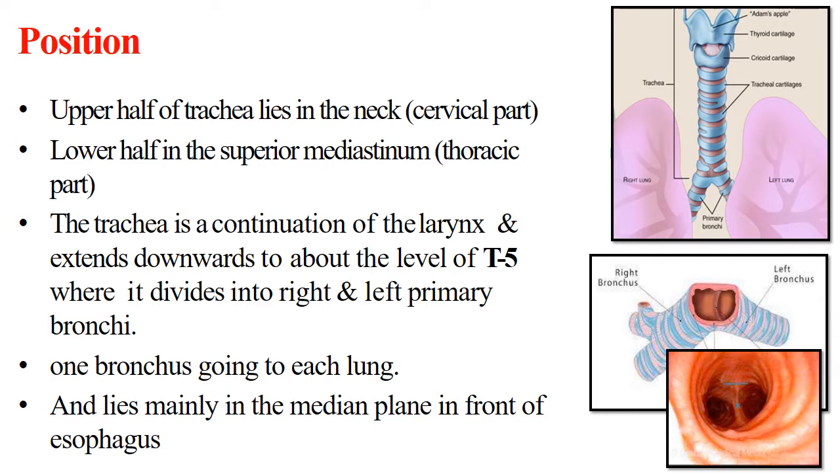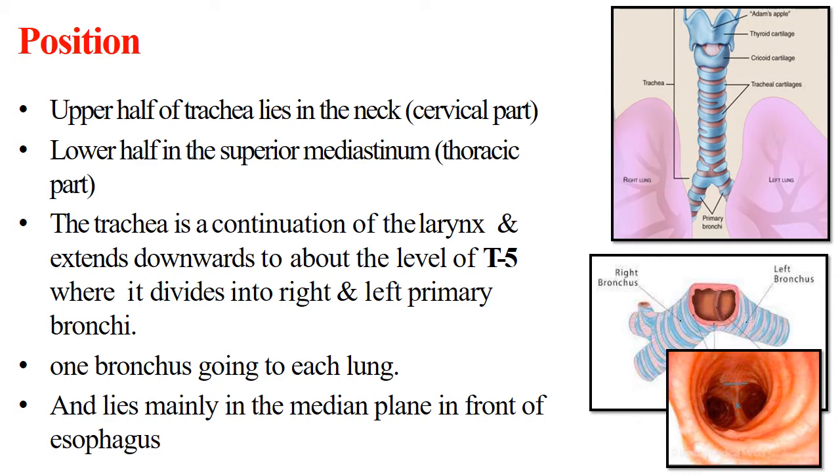Now we'll see the position of the trachea. First, the upper half portion of the trachea lies in the neck. That's why it is called the cervical part. And the lower half part lies in the superior mediastinum, that is the thoracic part. So there are two parts, the cervical part and the thoracic part of the trachea.